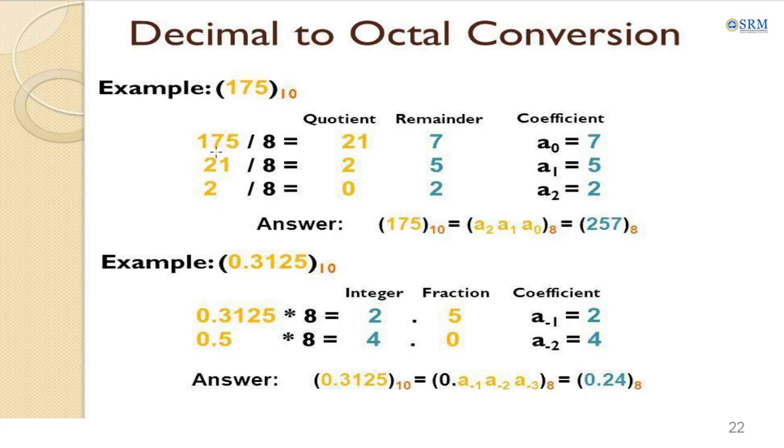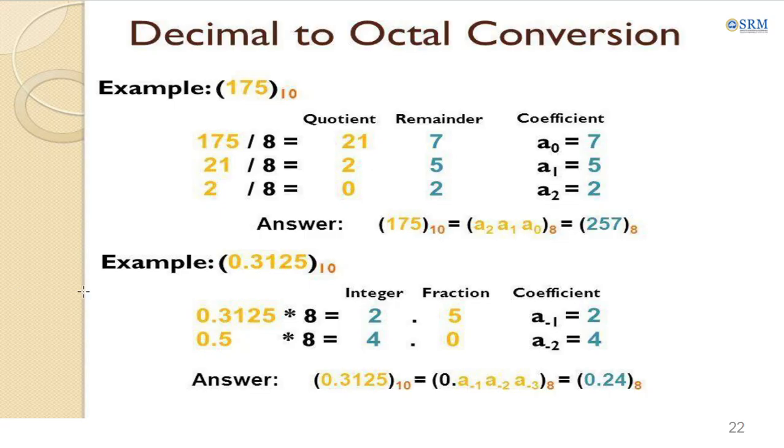To calculate the integer part, we have to divide, as you have seen in the previous case. 175 divided by 8 gives a quotient of 21 and remainder 7. That will become the least significant coefficient, A0, 7. Similarly, 21 divided by 8 gives 2, remainder 5, that will become A1. And 2 divided by 8 is not divisible, so the quotient is 0 and the remainder is 2. That will become your most significant bit. So the equivalent of 175 in octal is 257.